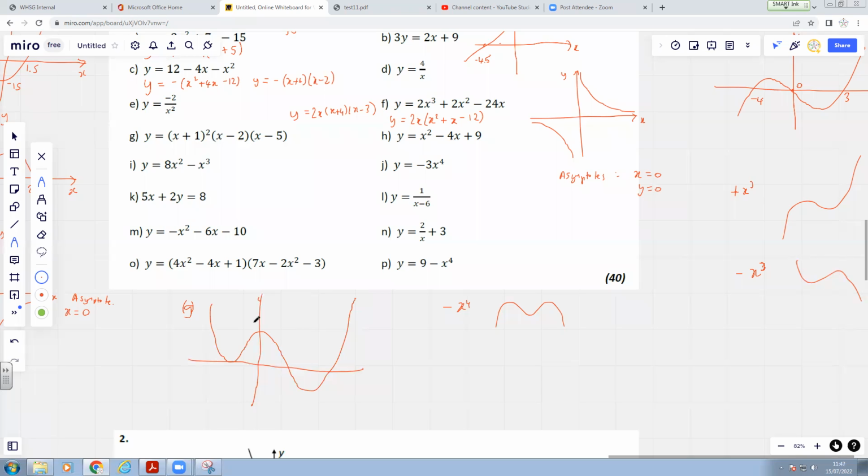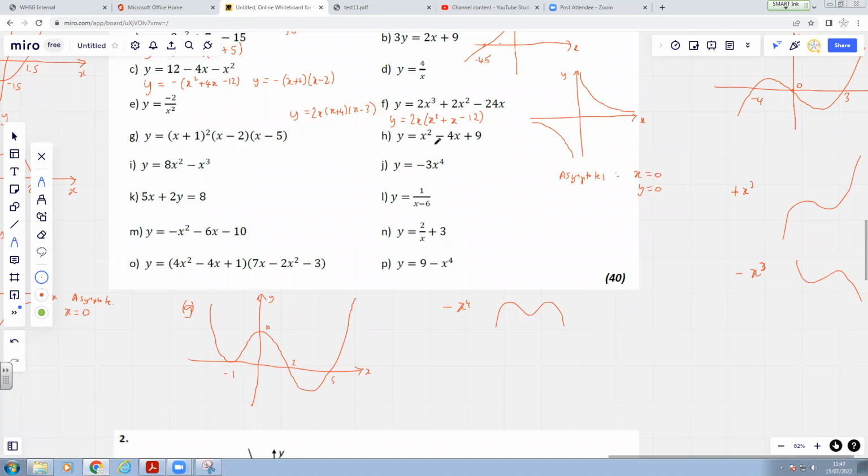We can also find the y-axis intercept, or just label those. We can find the y-axis intercept because we just set x equal to 0. That'll give you 1 squared, which is 1, times by -2, times by -5, which is +10. So you can find that y-axis intercept.